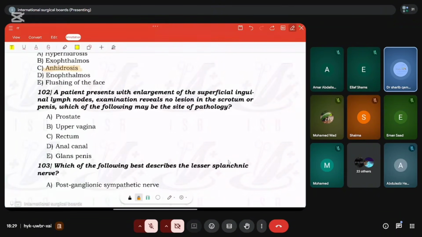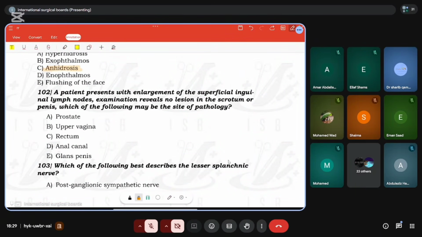A patient presents with enlargement of the superficial inguinal lymph node. Examination revealed no lesion in the scrotum or penis. Which of the following is the site of the pathology? So it's D, anal canal, right? Superficial inguinal lymph node. Okay, I agree with you. Right? Because the anal canal drains there. So I agree with you.